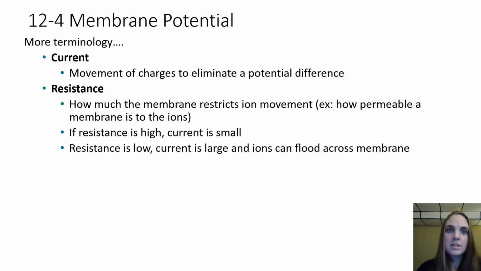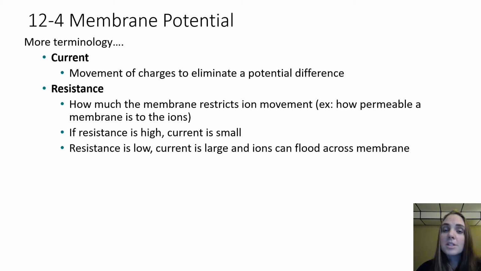Some more terminology related to our electrical gradient. Remember, oppositely charged ions will attract towards each other and try to eliminate that potential difference. When those charges move in order to eliminate that difference, that's what we call a current. If a barrier, like a cell membrane, separates the oppositely charged ions, the amount of current is going to depend on how permeable that membrane is to the ions.